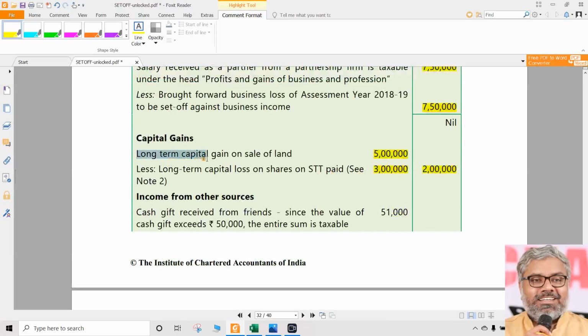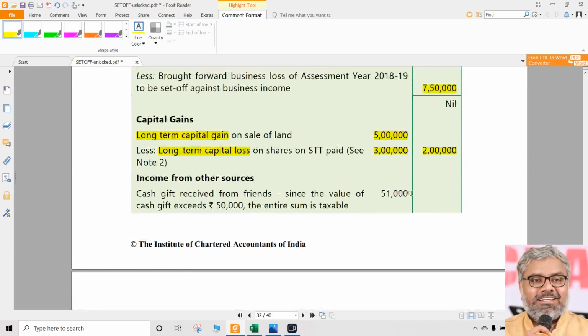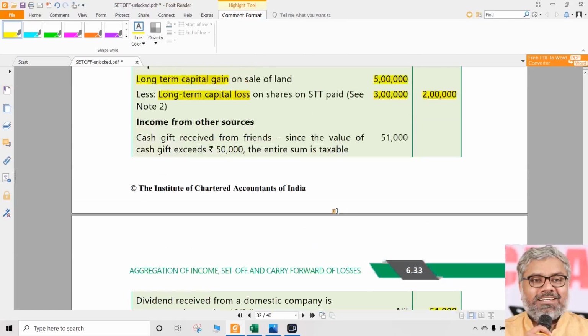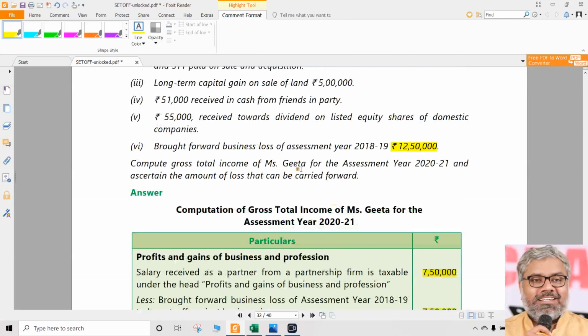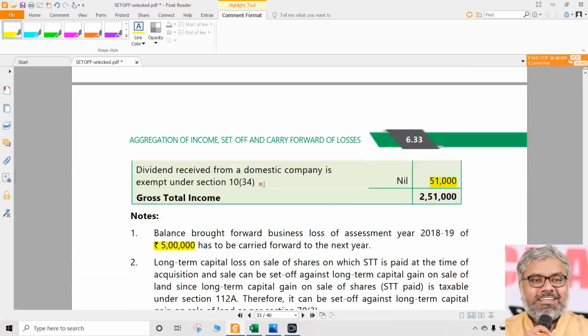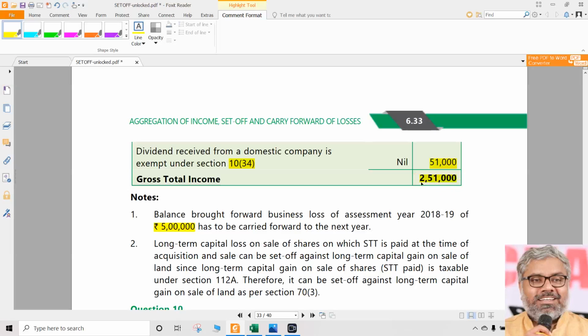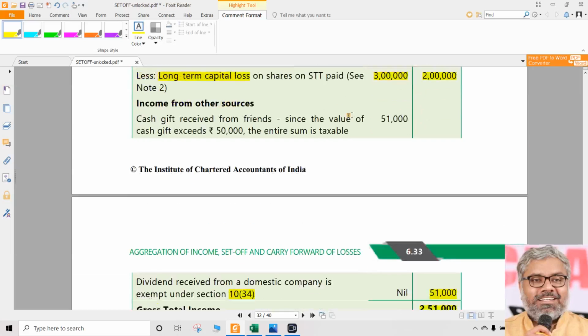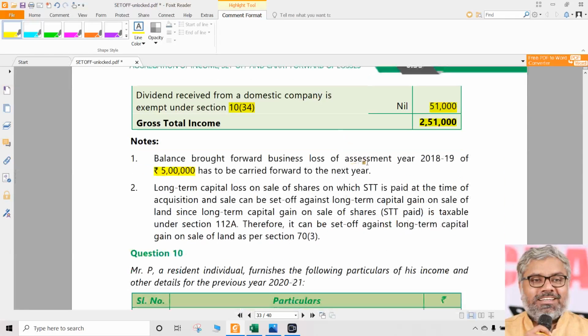So what are available under capital gains head here? Long-term capital gain and long-term capital loss, which can be set off against each other. Then there is income from other sources, 51,000, that is automatically taxable. And this dividend, 55,000, is exempt under section 10(34). All these points once you write, gross total income is 2 lakhs 51,000. So nothing from PGBP, 2 lakhs from capital gains, 51,000 from income from other sources, total is 2 lakhs 51,000.